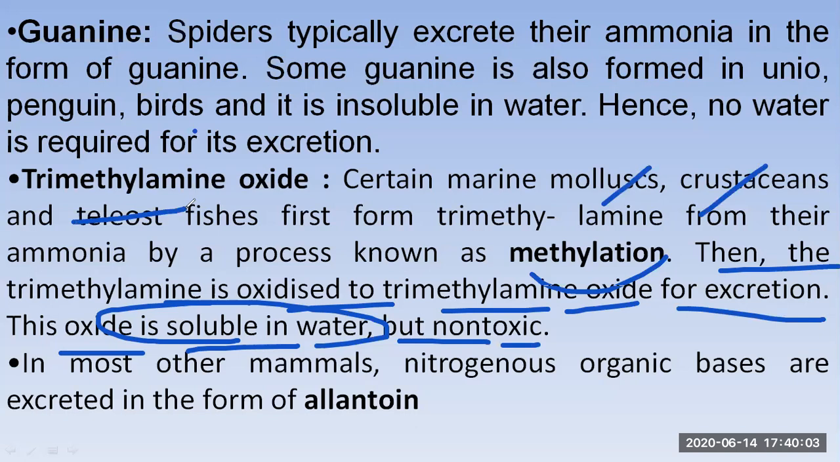And the last type is allantoin. Allantoin is also an excretory product. In most other mammals, nitrogenous organic bases are excreted in the form of allantoin. So these are the different excretory substances. In this video lecture we saw the different types of excretory substances, like aminotelic, ammonotelic, ureotelic, uricotelic, guanotelic, and trimethylamine oxide. So they have been classified into different types on the basis of their excretory products.